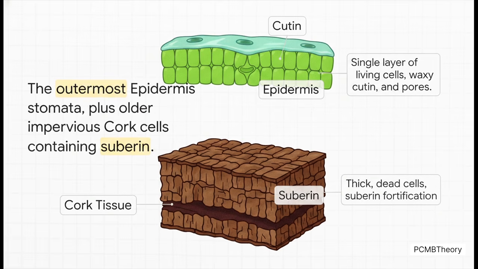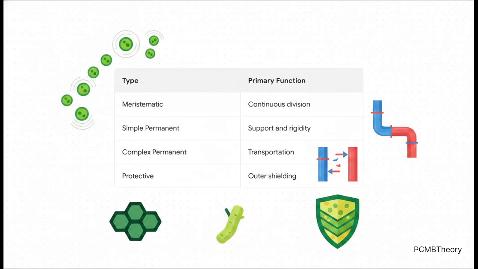But as the plant ages, a secondary meristem comes in and replaces that outer layer with cork. Cork cells are dead, tightly packed together, and contain a chemical called suberin. That suberin makes the bark totally impervious to both gases and water. Let's just take a quick breather and lock this in.